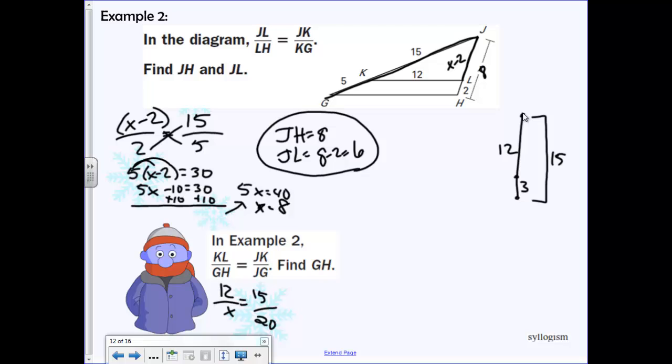Then you cross multiply. 15 times x, 12 times 20, 240. Good. Divide by 15. X equals 16. So check this out. What do we know? GH is equal to our x, right? And if I were supposed to find GH, it's the same as x, so GH is also equal to 16.